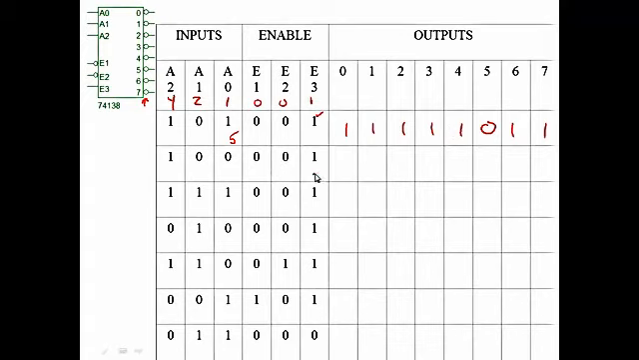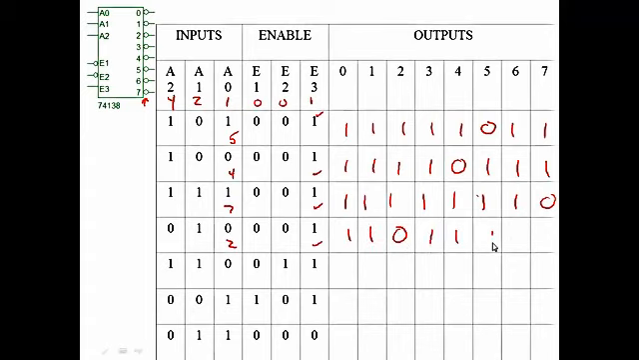Next one, 0, 0, 1, so that's a check, we're enabled, and we've got a 4. So put a low on the 4, put a high on the rest of them. 0, 0, 1, so that's a check. We've got a 7, so we're going to put 0 there, and highs on the rest of them. 0, 0, 1, so that's a check, and that's a 2. So put a 0 on 2, high on the rest of these.